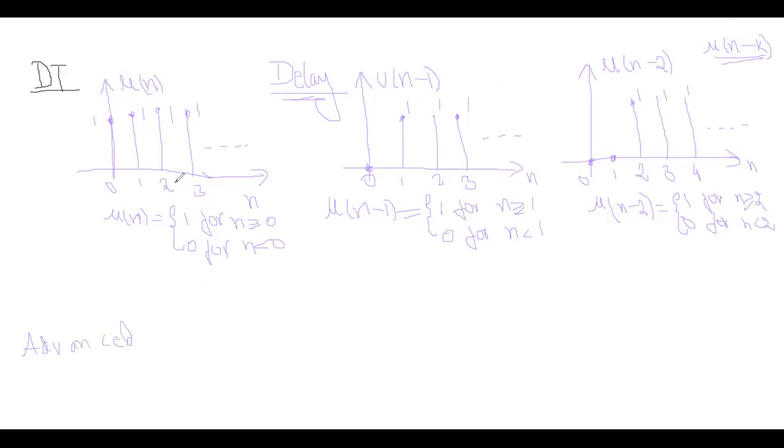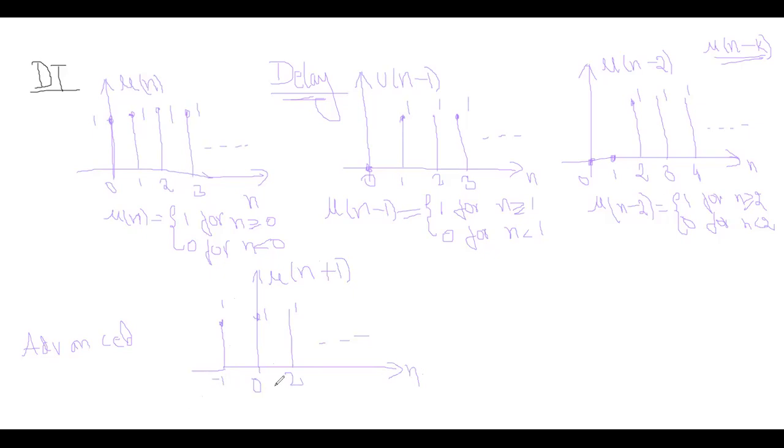for this also the reference is mu of n only. For the advanced function, to see how the graphical representation looks like, I'm writing mu of n plus 1. So it starts from minus 1, the value is 1, and 0 is also 1, and 2, the value is 1, and so on. Okay.